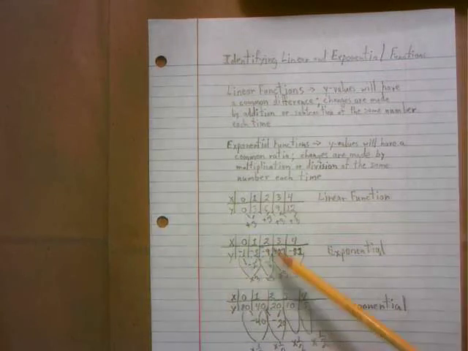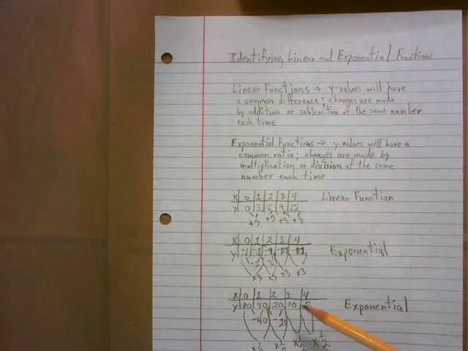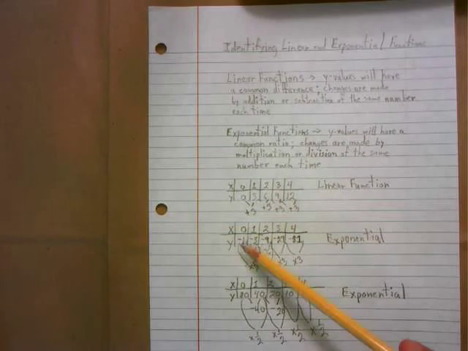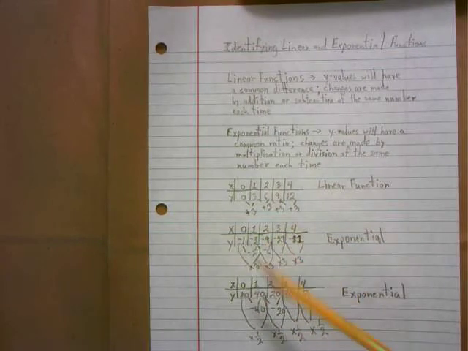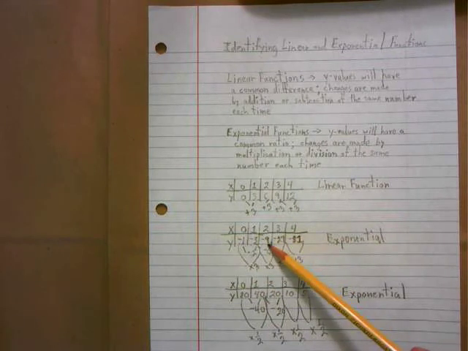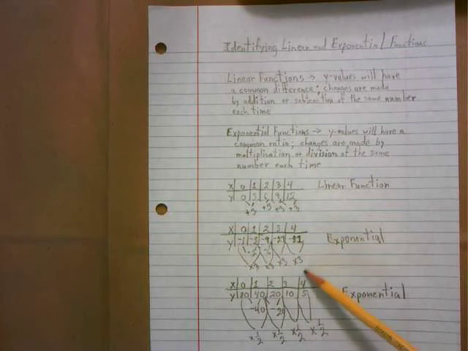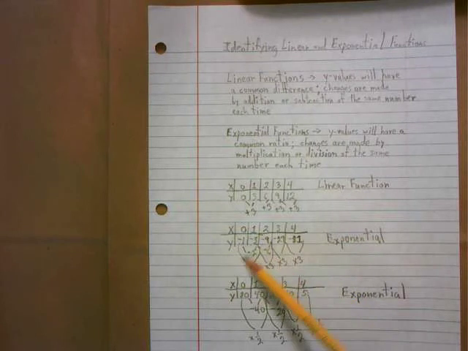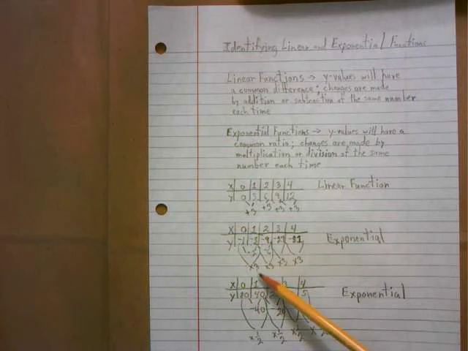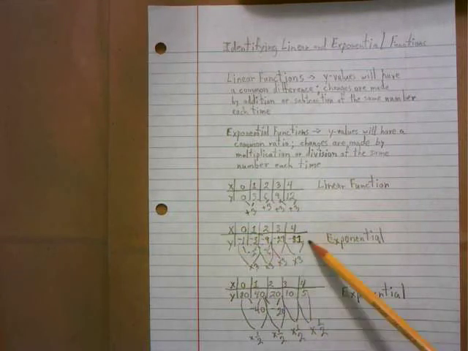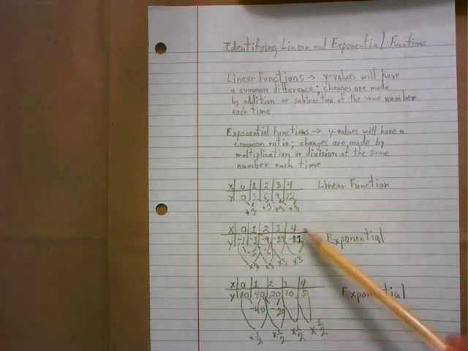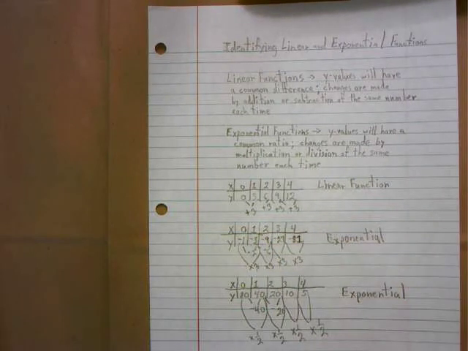So let's try multiplication, and of course we see that to go from negative 1 to negative 3, we would multiply by 3. From negative 3 to negative 9, we would multiply by 3, and so forth. From negative 9 to negative 27, we would multiply by 3, and to get to negative 81, we would multiply by 3. So we do see a common ratio. That is, each of these y values is created by multiplication, specifically multiplying by 3. So this set of xy values represents an exponential function.